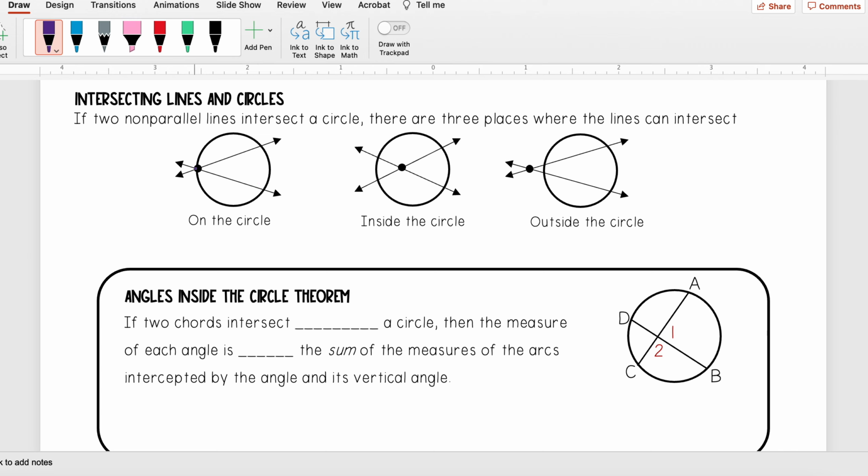So first we see our lines can intersect on the circle. Then we see the lines can intersect inside the circle. And we see that the lines can intersect outside the circle. And so we get different ways that we can actually find these angles with the following theorems.